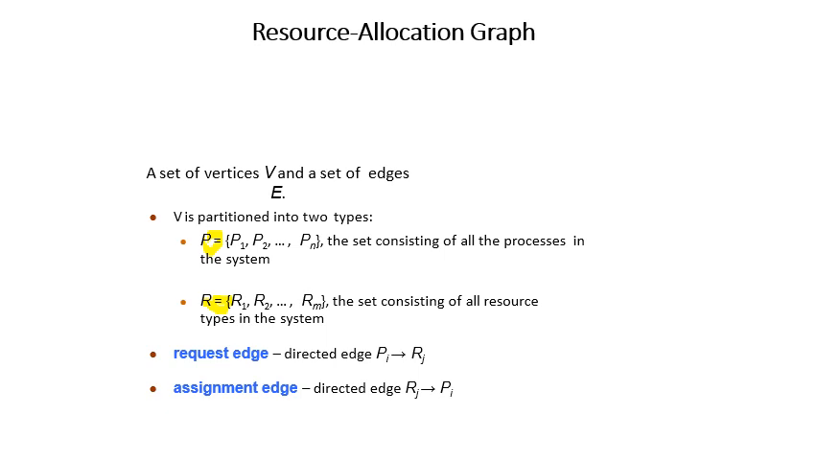A request edge means any process is requesting a resource. If the process is requesting a resource, then the direction will be in this way. And an assignment edge means a resource is assigned to a process, so the direction will be like this. Here it shows the process is requesting the resource, and here it shows the resource is allocated to the process. I hope you all understood.